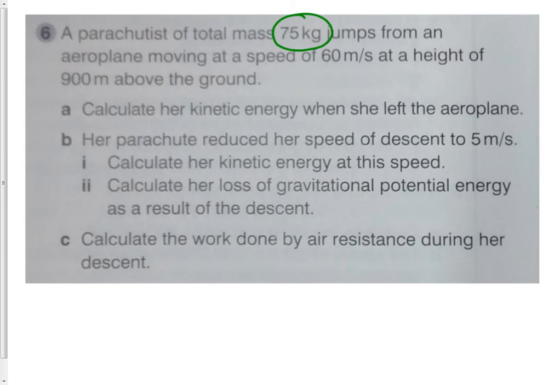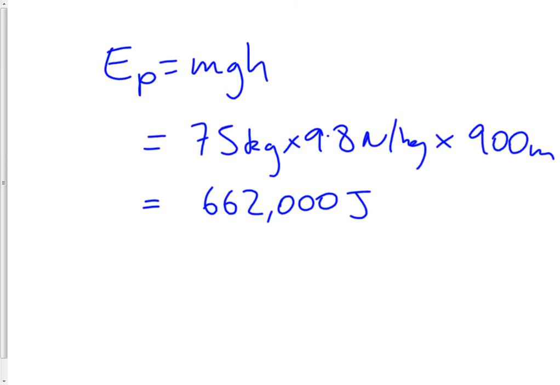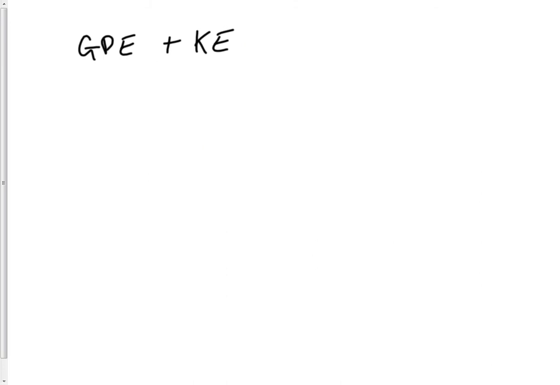Okay. Calculate the work done by air resistance during her descent. So, this is tricky. You've got to think about what has happened. What were the energy transfers? Alright, so at the start she had both GPE and kinetic energy. She had GPE, gravitational potential energy, because a plane had lifted her 900 meters off the floor. So she had GPE because of that, and we've worked out it is 662,000 joules.